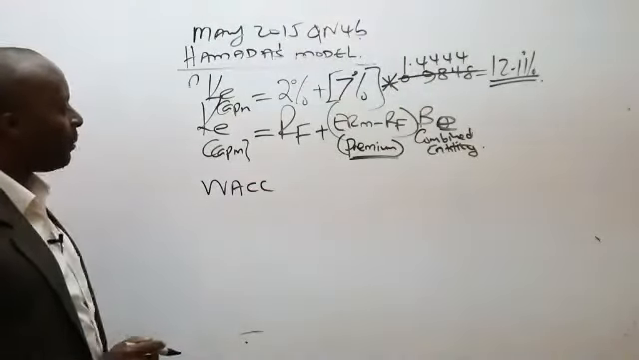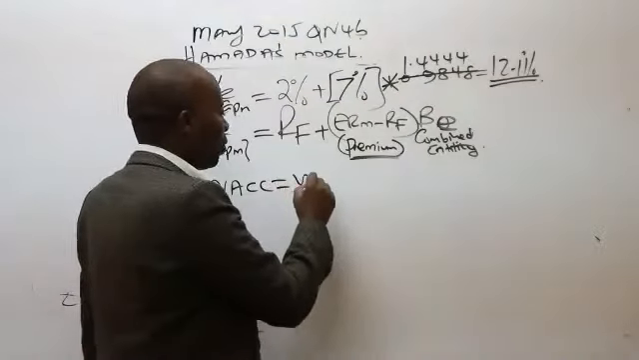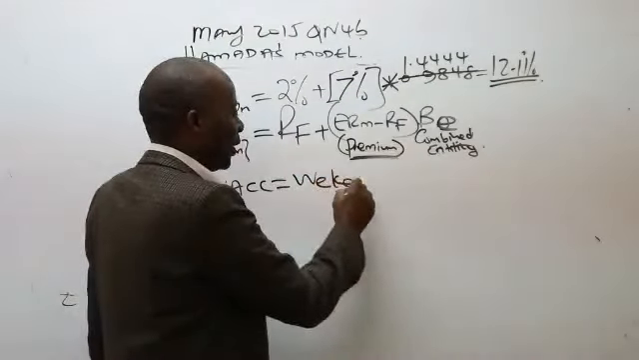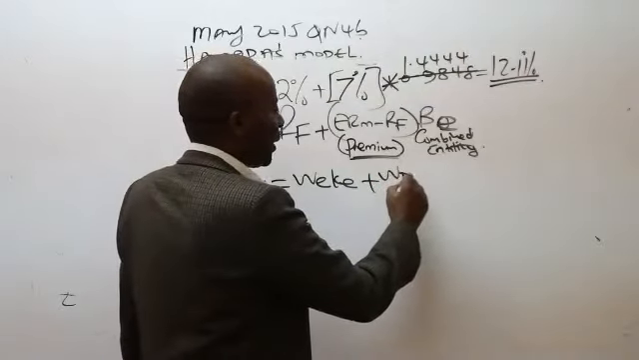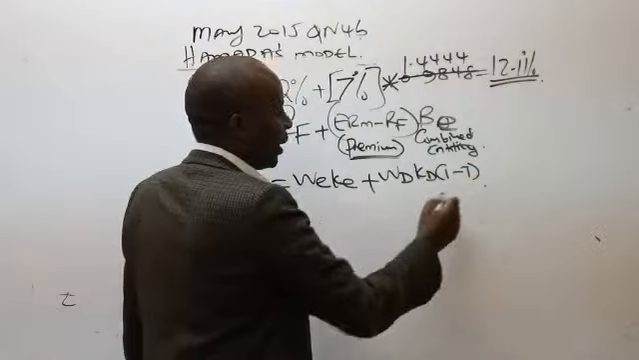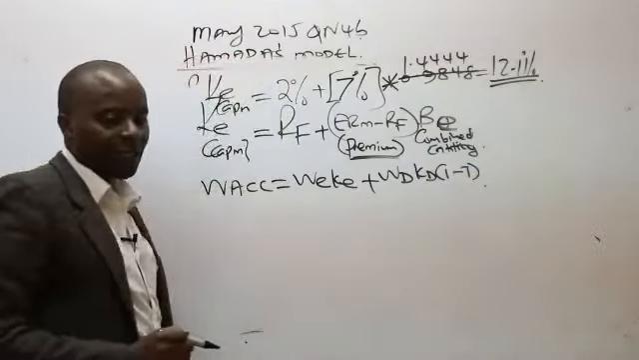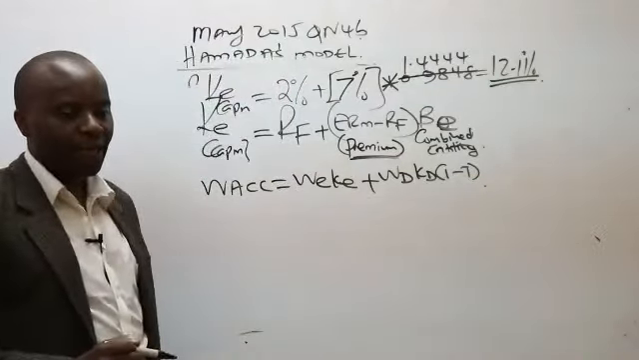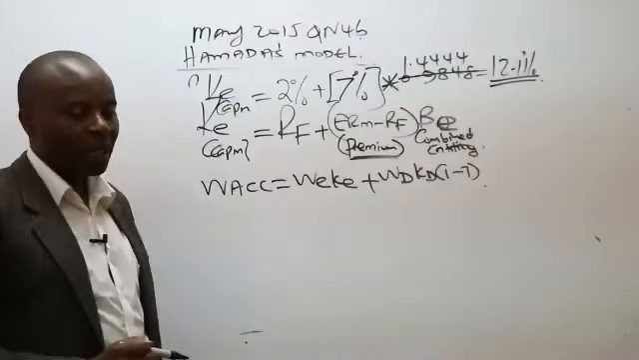So how do we get WACC? It is weight of equity times cost of equity, plus weight of debt times cost of debt, and this cost of debt, of course, has got to be after taxation. The cost of debt must be after taxation.